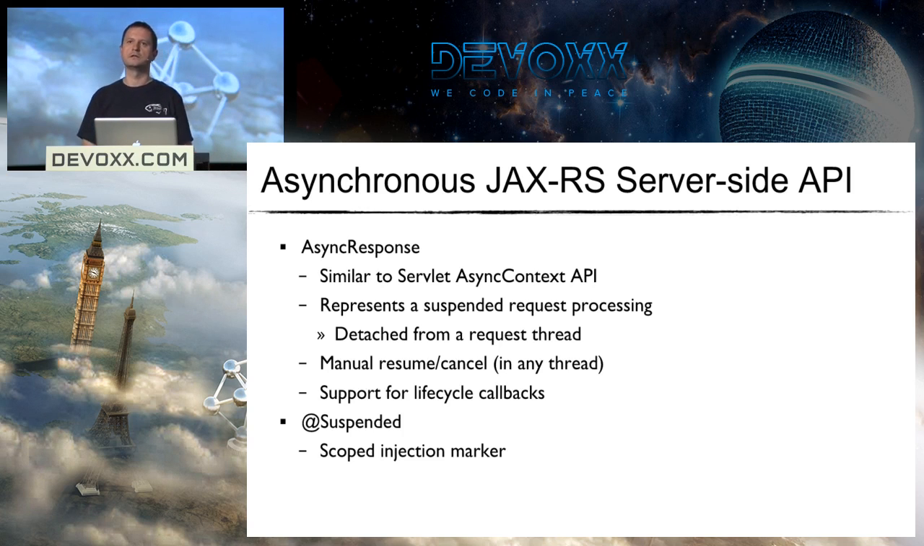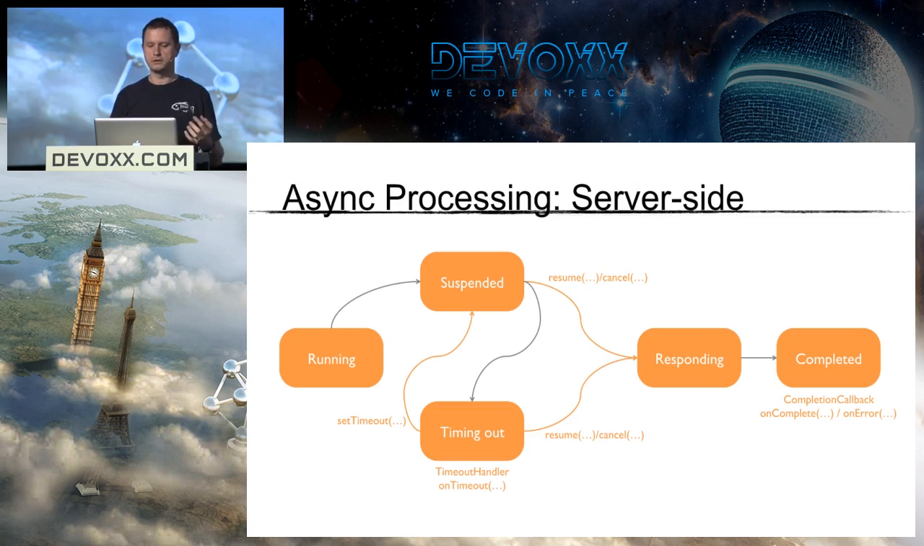So basically, we have obviously exposed the APIs for resuming or canceling the suspended connections, as well as support for some lifecycle callbacks, so that you get informed about changes in the states of this asynchronous response. The @Suspended annotation is the injection marker, and that way we are trying to hint you that the only place where you should be injecting the async response instances is the actual HTTP method parameter. So this way we were able to prevent some possible issues or early errors when working with the API. The IDE would basically yell at you whenever you wanted to inject it into a field or anything other than the method parameter.